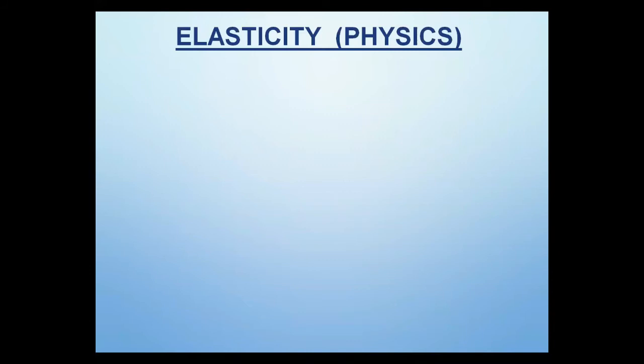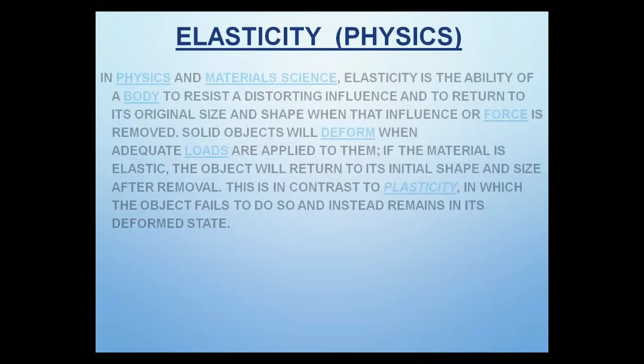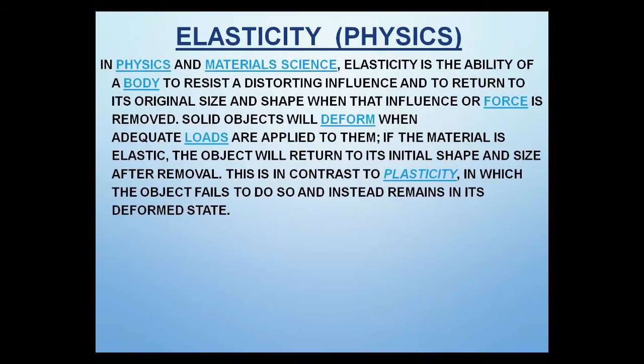The next topic, and the basic topic for this chapter, is elasticity. In physics and material science, elasticity is the ability of a body to resist a distorting influence and to return to its original size and shape when that influence or force is removed.